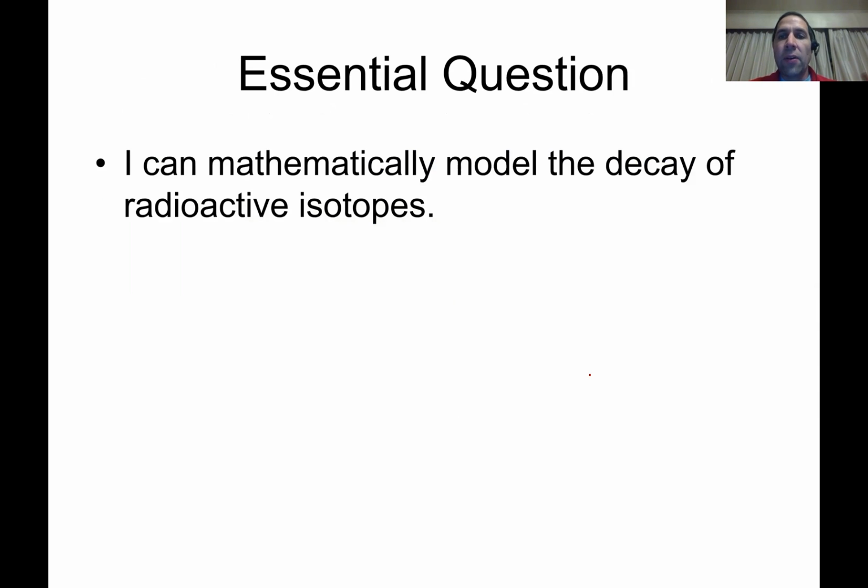Okay, so hopefully you can now answer that essential question of how you can mathematically model the decay of radioactive isotopes. Thank you so much.